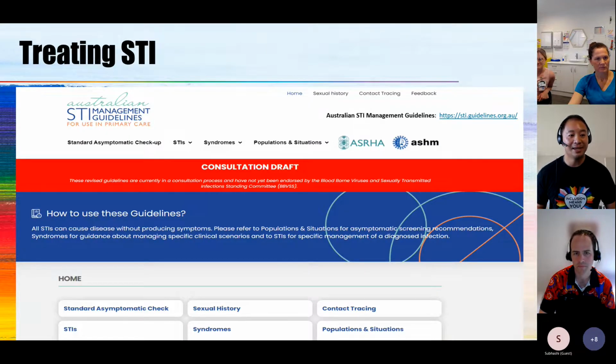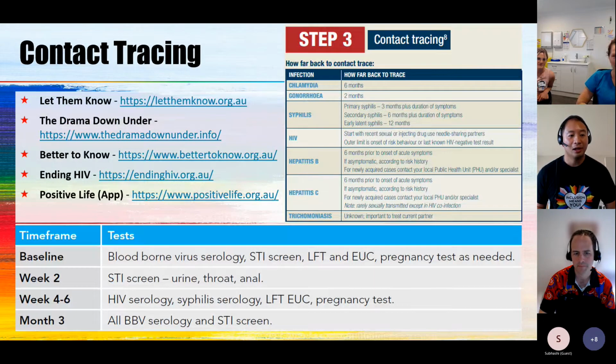If you do have an STI, jump on the STI management website there. Very, very important to actually help you out with your actual treatment, and they do often change things in there to give you the most up-to-date information. Contact tracing wise, of course, we do have all these resources at our fingertips to help people with their contact tracing, and people can be anonymous in the process too.